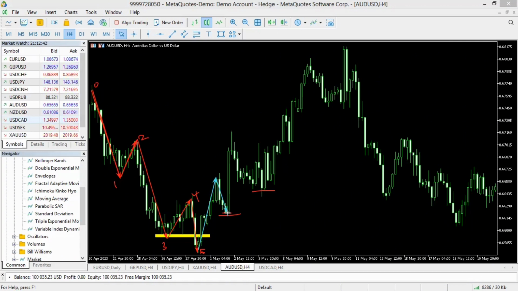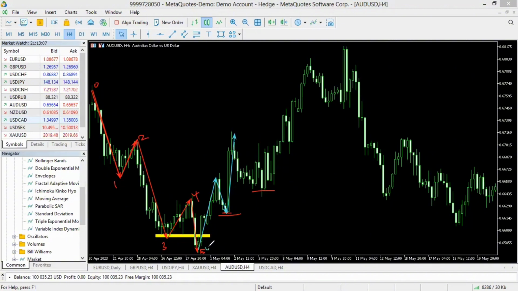2 to 3 is main swing or impulse leg. Take note of these terms. 3 to 4 is retracement or pullback. So now this market did a retracement, came back to this market station. All this we are going to learn. I told us initially we need points 1, 2, and 3 to confirm our trend.